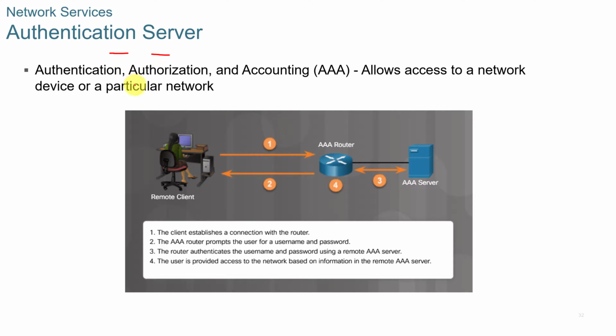You have an authentication server. Authentication, authorization, and accounting, or AAA, allows access to a network device or a particular network. It establishes a connection with the router. The AAA router prompts the user for a username and password. The router authenticates the username and password using a remote AAA server, and the user is then provided access to the network based on information in the AAA server.